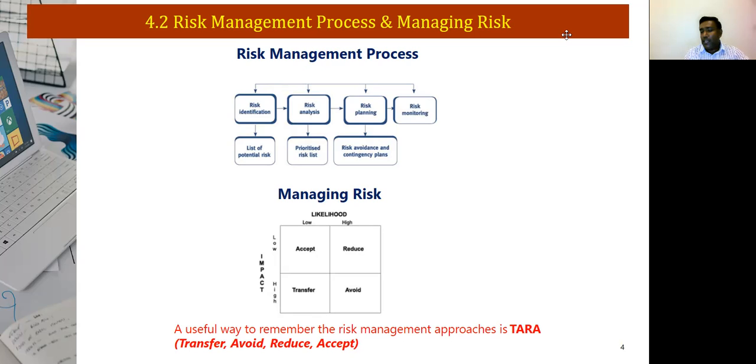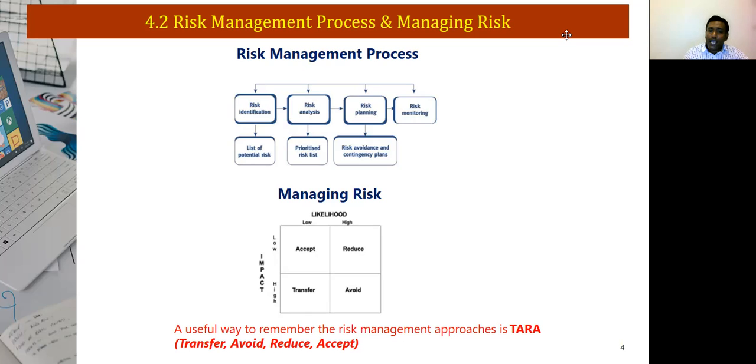Managing risk can be associated with the framework called TARA. To simply understand, TARA means transfer, accept, reduce, and avoid. Well, there is likelihood and impact. When the likelihood is low and the impact is low, then you might have to accept the risk. Why? Because the outcome is going to be minimal.